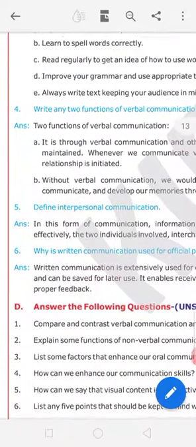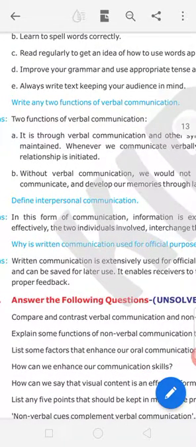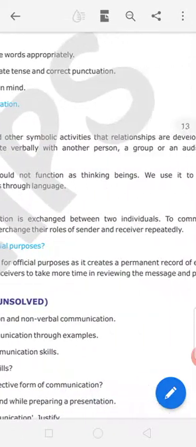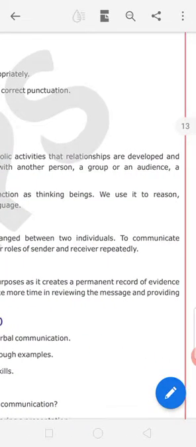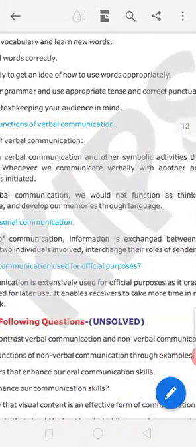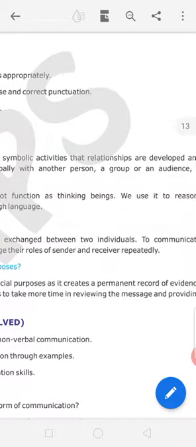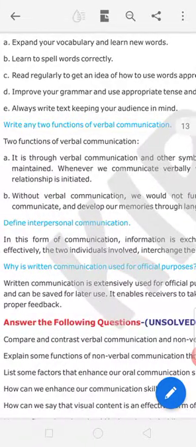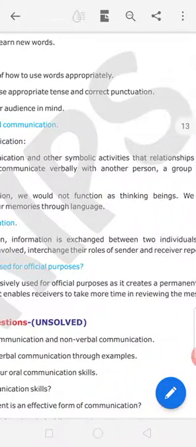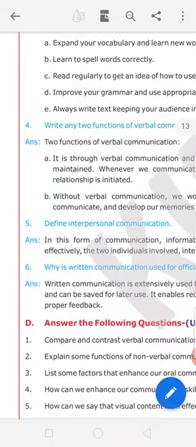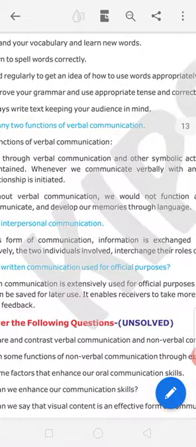Write any two functions of verbal communication. It is through verbal communication and other symbolic activities that relationships are developed and maintained. Whenever we communicate verbally with another person, a group, or an audience, a relationship is initiated. Without verbal communication, we could not function as thinking beings. We use it to reason, communicate, and develop our memories through language.